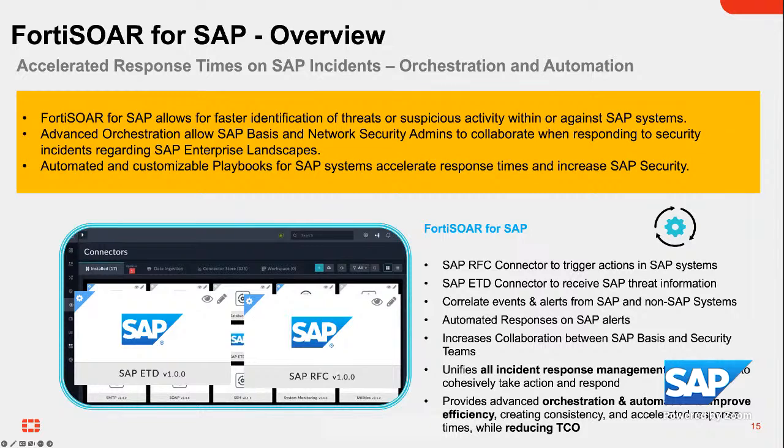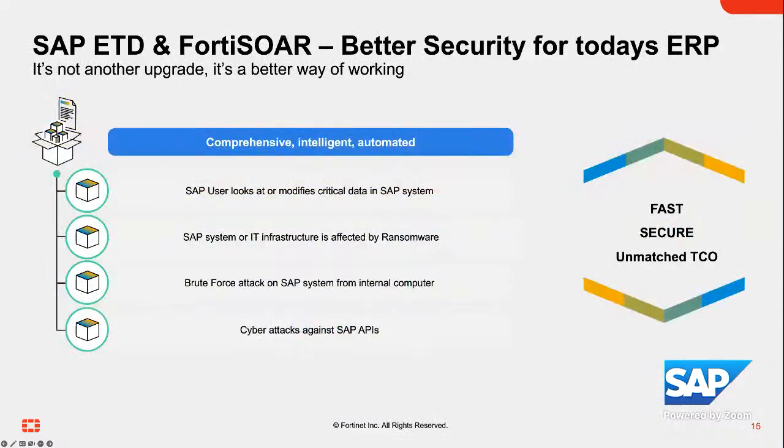So what are typical threats or incidents that could be identified? I just listed here a few of them for you, but one is, for example, which we're actually showing in the demo, that an SAP user is looking or trying to modify some critical data in an SAP system. Obviously this might not be requested or wanted, and this would create a security incident upon which a reaction is required.